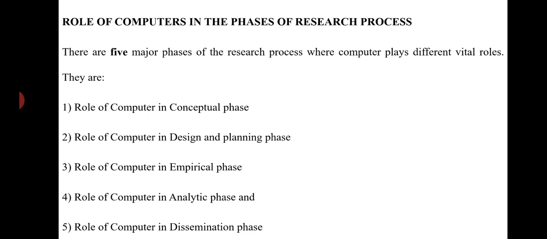Now let's see the different parts or spaces of the computer's use in the research process. There are five different spaces. The first one is the role of computer in concept space.